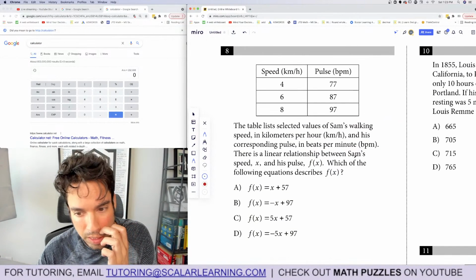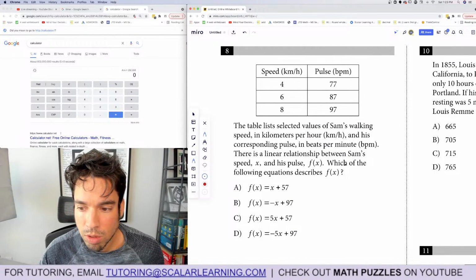Numero 8. The table lists selected values of Sam's walking speed in kilometers per hour and his corresponding pulse in beats per minute. Hold on. Table lists selected values of Sam's walking speed.